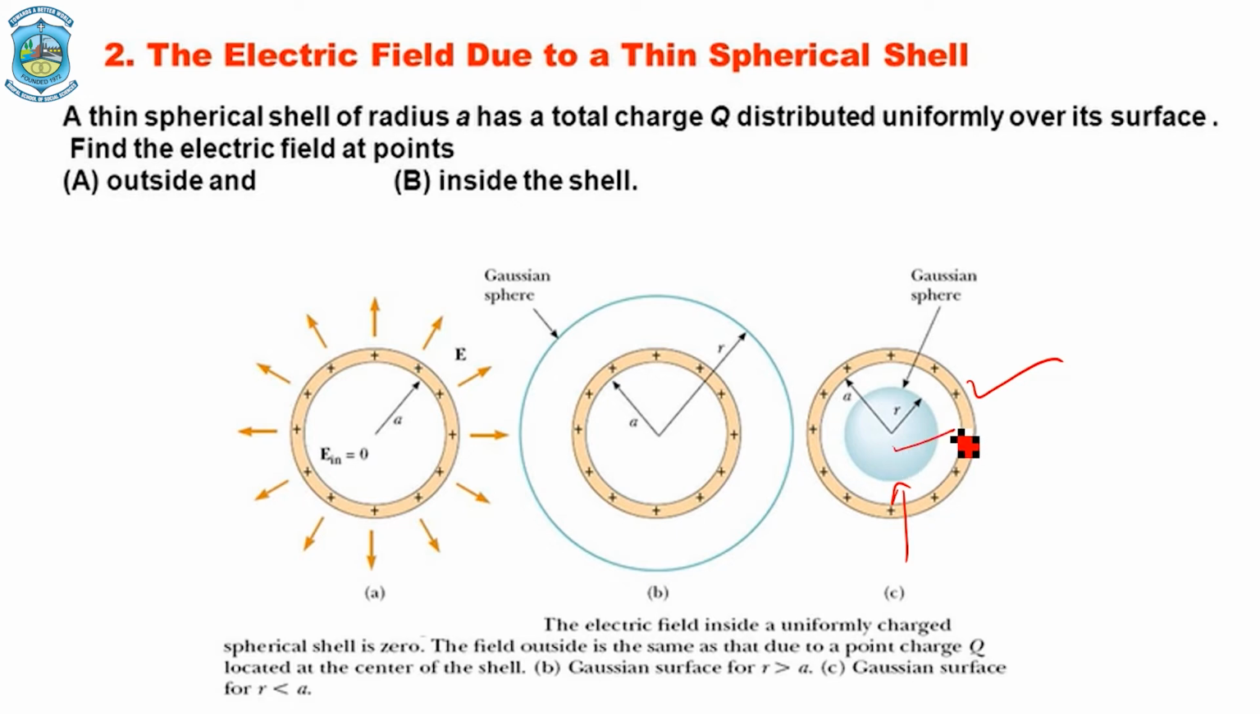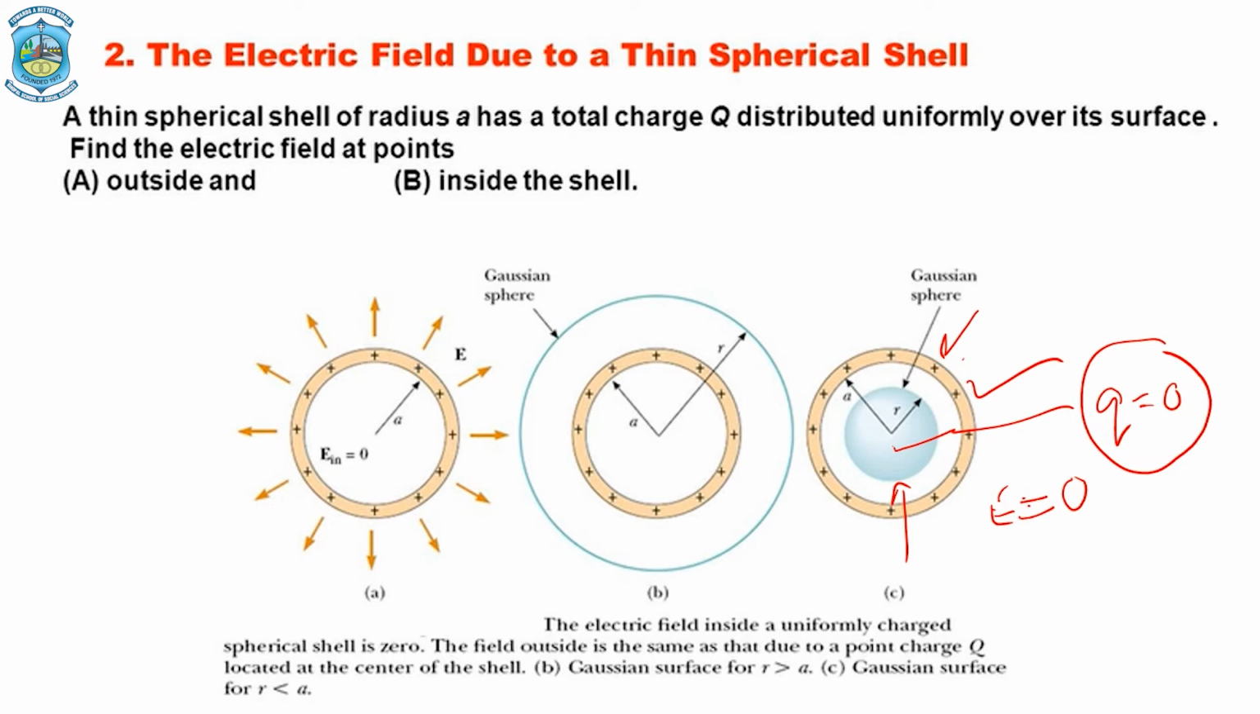Since this Gaussian surface encloses no charge, as all the charges are distributed on the surface, the electric field strength within this shell will be equal to 0 till we reach the surface, and it will have maximum electric field strength on its surface.